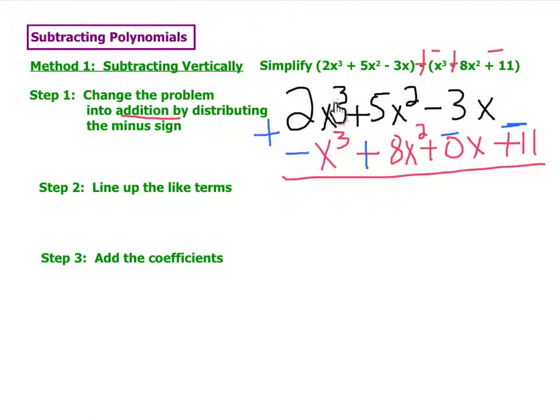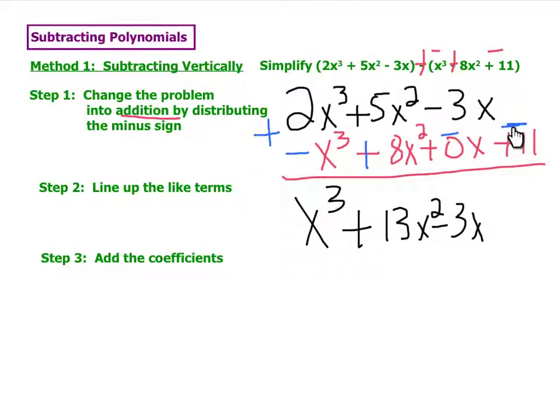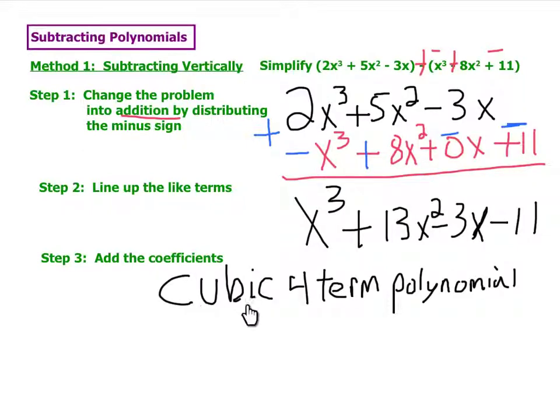Negative 2x to the third minus 1x to the third is just negative 3x to the third. 5x squared plus 8x squared is 13x squared. And negative 3x minus 0x is still negative 3x. And lastly, 0 minus 11, or plus negative 11 rather, is just minus 11. There's my answer. So this is a cubic 4-term polynomial, and it's in standard form.